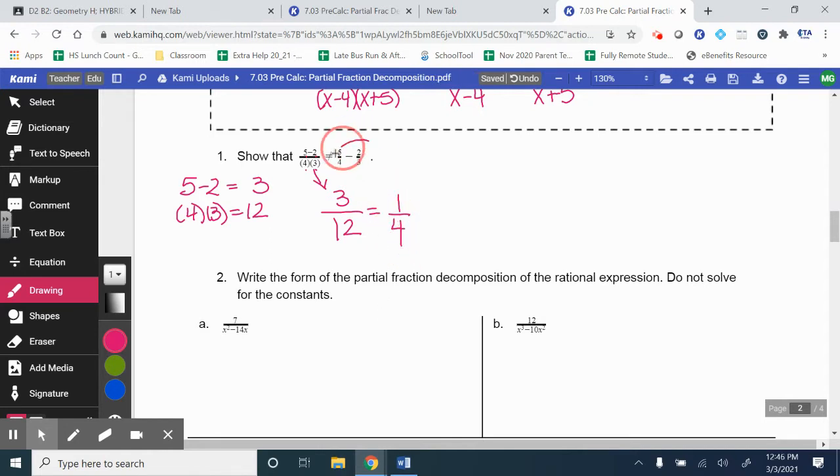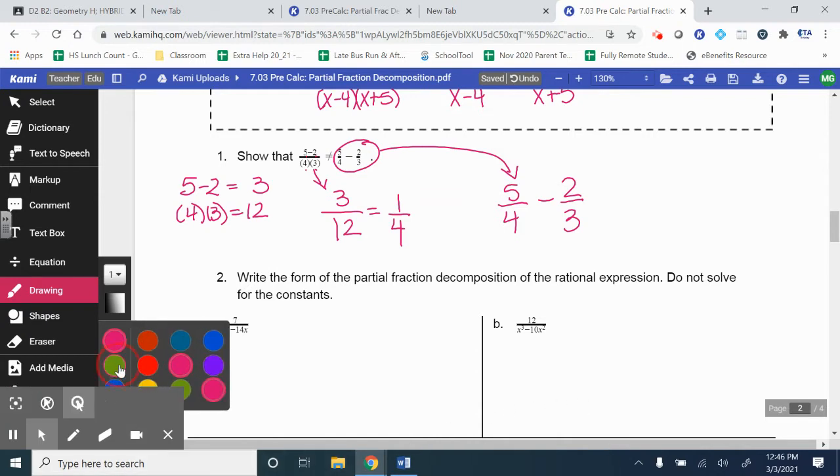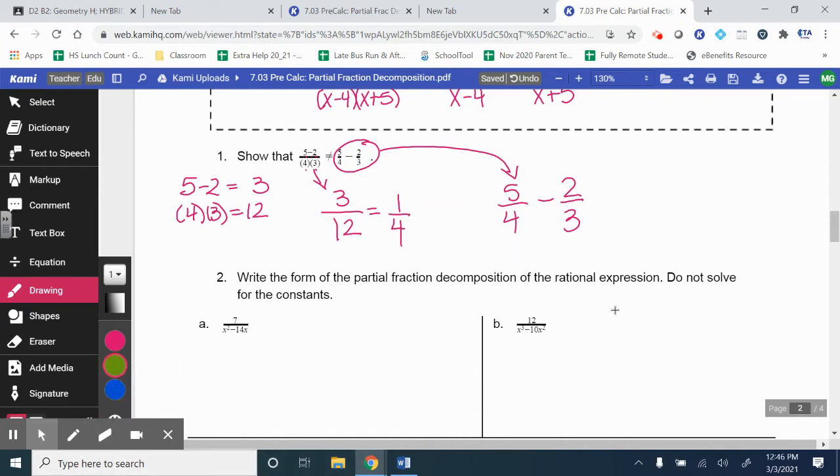Now let's take a look at this side over here. We have 5 over 4 minus 2 over 3. We want to know, if I do it this way, will it give me 1/4 or 3/12? In order to do this, I need a common denominator. With 4 and 3, my common denominator would be 12. So I'm going to multiply this one by 3 over 3, and this fraction by 4 over 4. If I multiply across the top, I get 15 over 12, 2 times 4 is 8 over 12, and then 15 minus 8 would give me 7 over 12. So this side of the equation is 7 over 12.